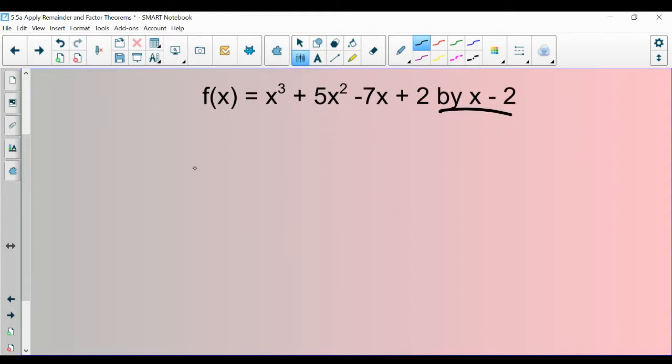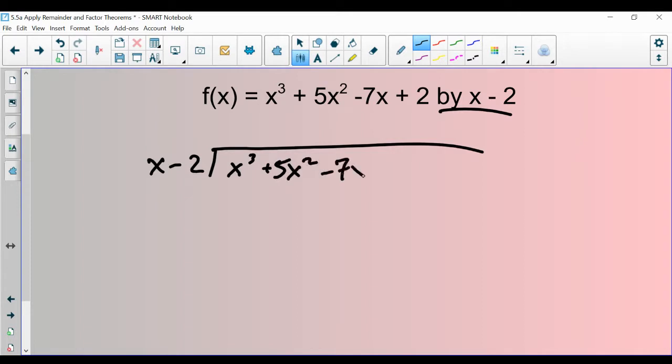The thing we are dividing by is x minus 2. That's going to go out in front of the division symbol, and this whole polynomial, x to the third plus 5x squared minus 7x plus 2, is going to go underneath the division symbol. I want to reiterate that the process for this is going to be the same as regular long division.